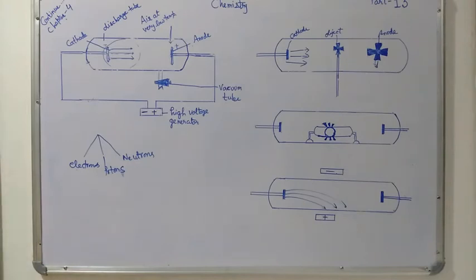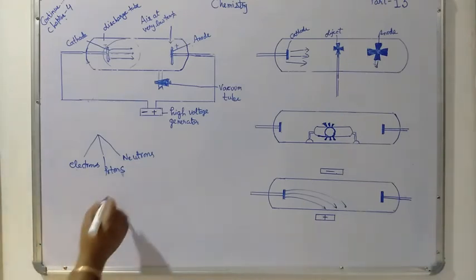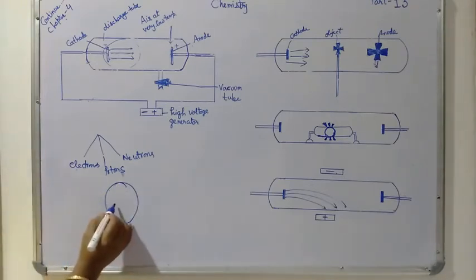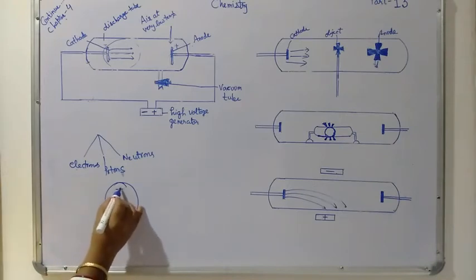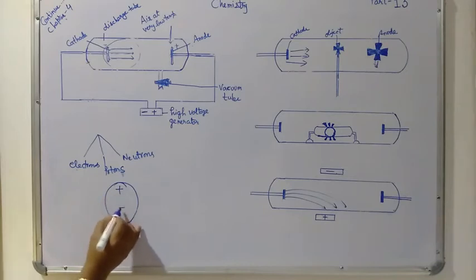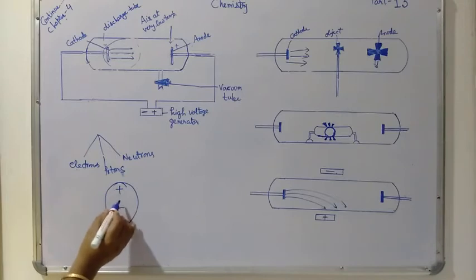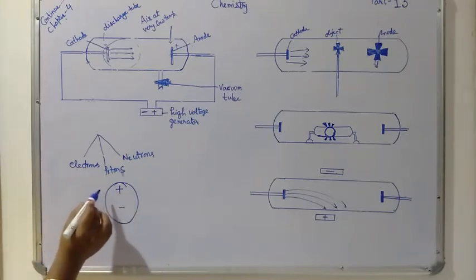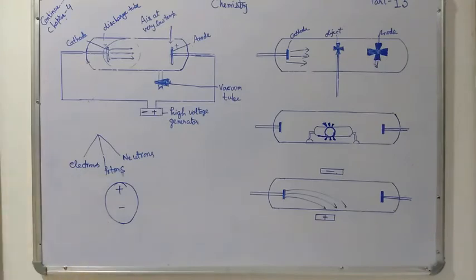I told you that atoms are electrically neutral. So how is it possible that the atom is electrically neutral? It means in this atom there should be both positive and negative charge. Then only it is possible that this atom can be neutral. Now I am going to explain how this electron was discovered.